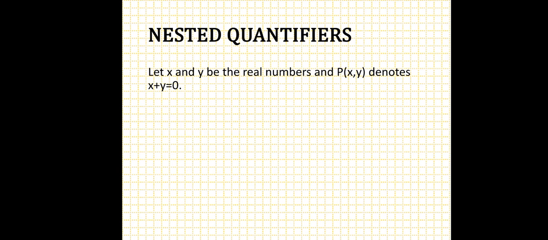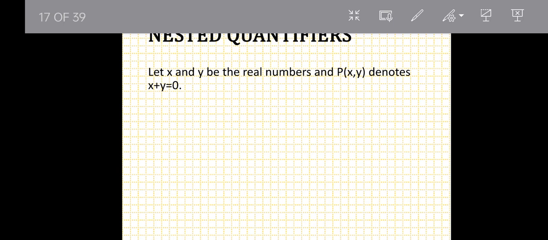So, there exists x, there exists y, such that p of x, y denotes x plus y is equal to 0. Okay, so there exists lang. For example, integers, di ba yung ating domain? So, let's say x natin is equal to 1, y natin is equal to negative 1. Integers man, di ba? So pwedeng 1 at saka negative 1.